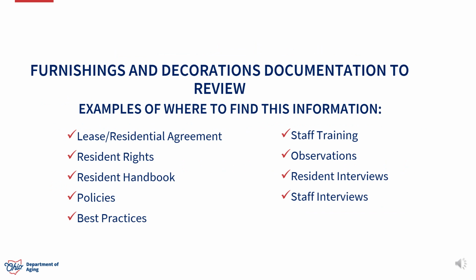When you're looking through the documentation, trying to find information about furnishings and decorations, somewhere you should find something that goes over the parameters of what they are and possibly aren't able to bring into the setting. You may see some restrictions, like no nails in the wall. They might request that residents use command strips, which a lot of times can be furnished by the facility, or they may want a maintenance man to be the one that hangs anything on the wall. You might see certain things like that, which is fine as long as they're not telling them flat out no, they can't hang anything on the wall.